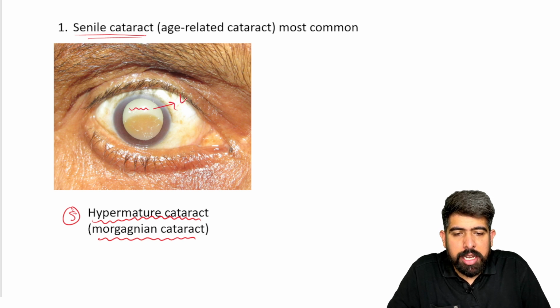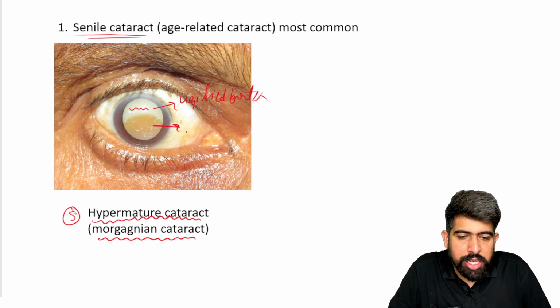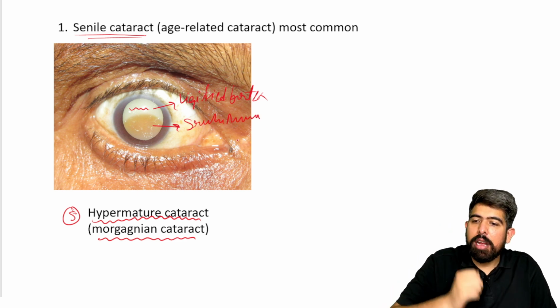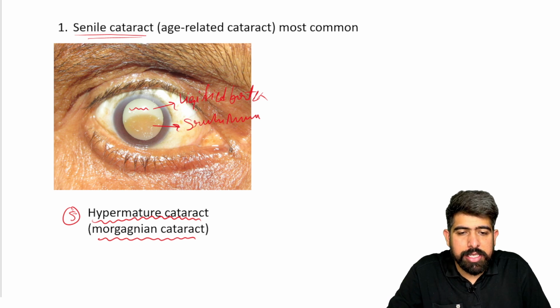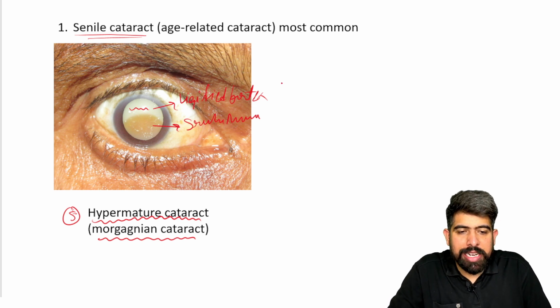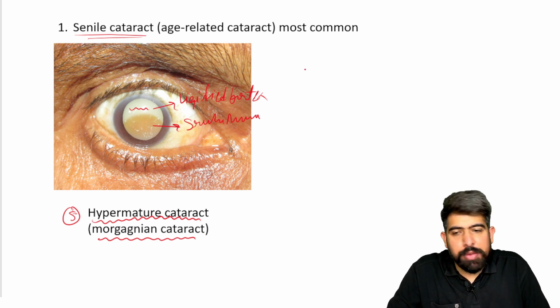This is your liquefied cortex, and it has a shrunken nucleus. The nucleus shrinks down and sits on the lower side due to gravity. The cortex is totally liquefied, and this is known as the hypermature, or Morgagnian, cataract. There is also full visual disturbance.